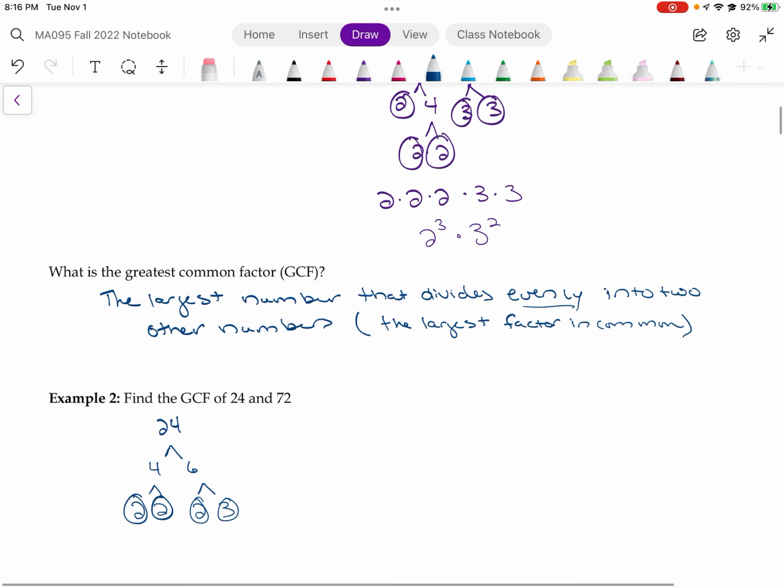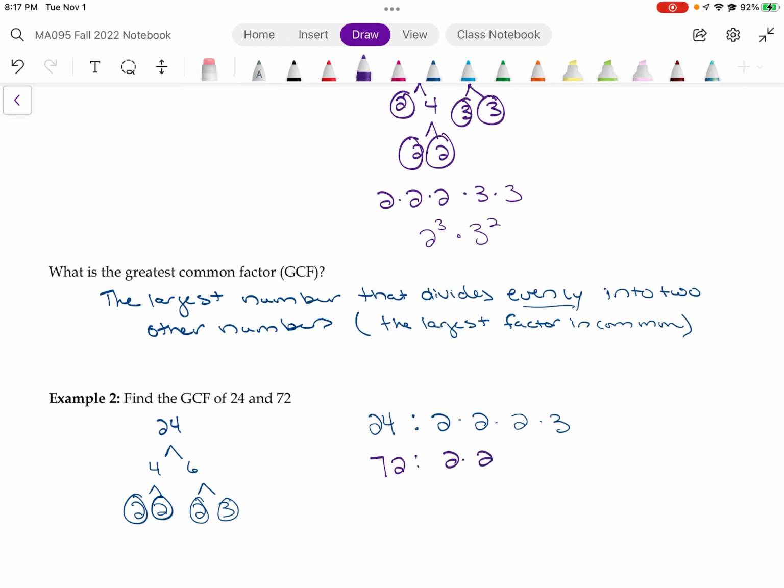It's right up above. So here's how I'm going to do it. I'm going to list the factors of 24 as 2 times 2 times 2 times 3. And then 72 is 2 times 2 times 2 times 3 times 3. To find the greatest common factor, what you do is you break it down into primes like this. There are other methods, but I'm showing you the prime factorization method because it's going to work for what we're getting ready to do today.